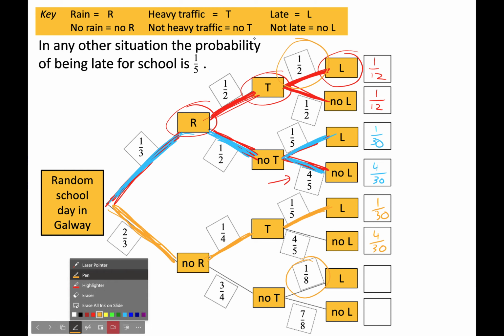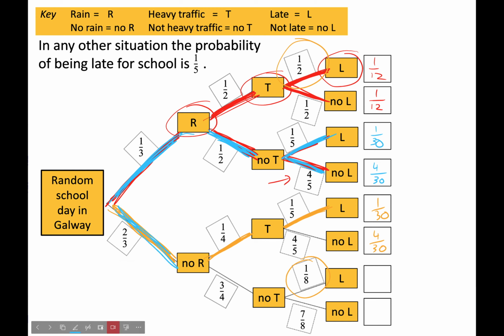And last but not least, we're in our bottom row. So not raining, no heavy traffic, but you're still late. I don't know what happened to you that day that you still managed to be late. 2/3 times 3/4, that would be 1/2, and 1/2 times 1/8 would be 1/16. And then if I go down to no rain, no heavy traffic, not late, we're going to have 7/16. And those are going to be all my scenarios.